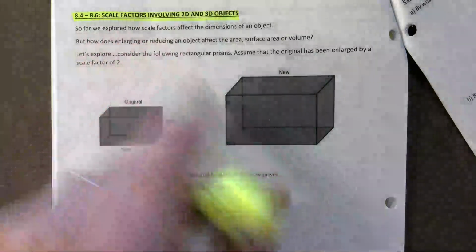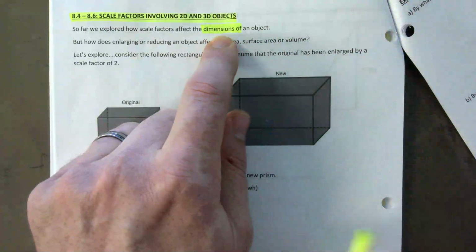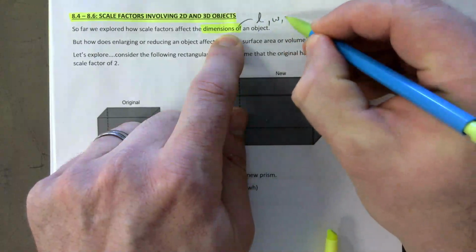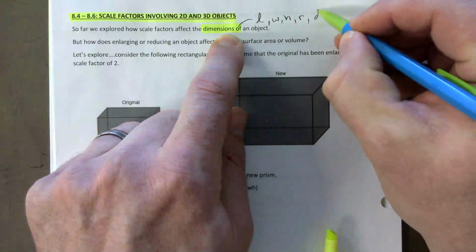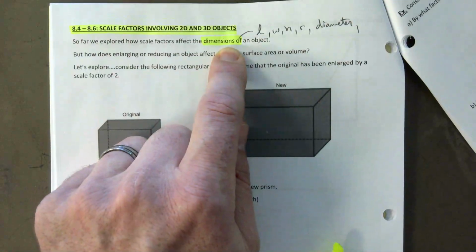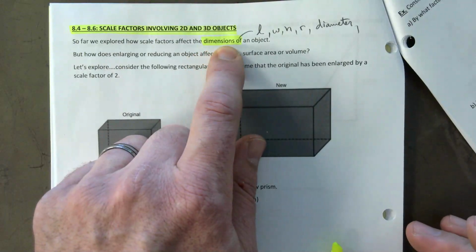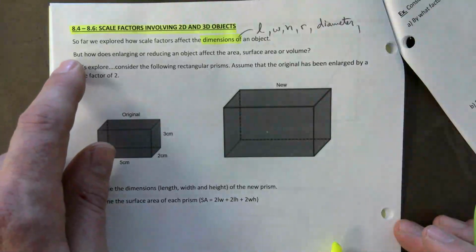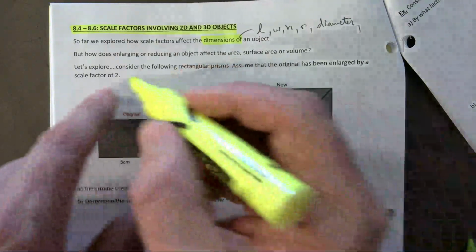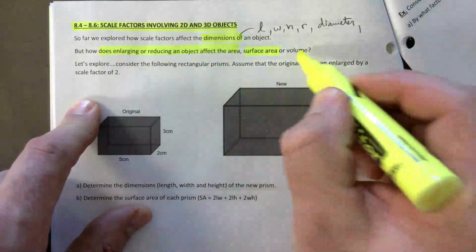Okay, so far we expected how scale factors affect dimensions, like just the one-dimensional, so length, width. Dimensions, if it's just mentioned like that, it's length, width, height, radius, diameter, all the linear components that make up a shape, okay? That's what we were doing so far. But how does enlarging or reducing an object affect the area, okay? How does enlarging or reducing affect the area, surface area, or volume?